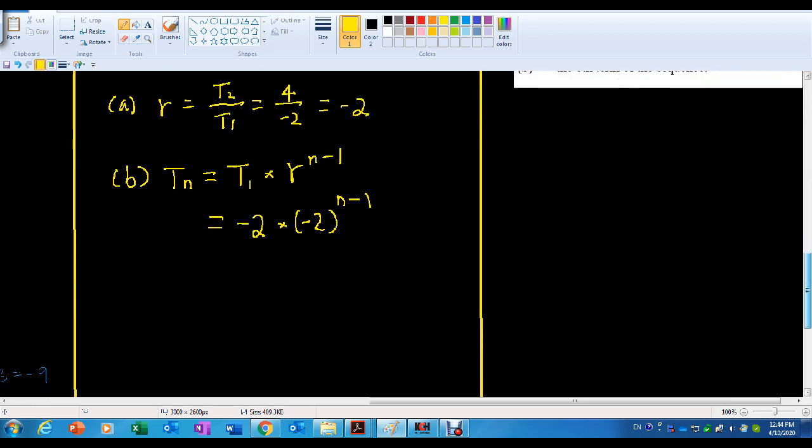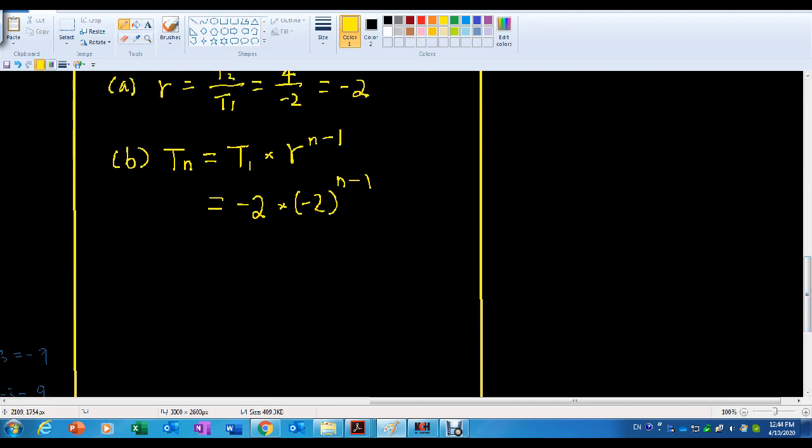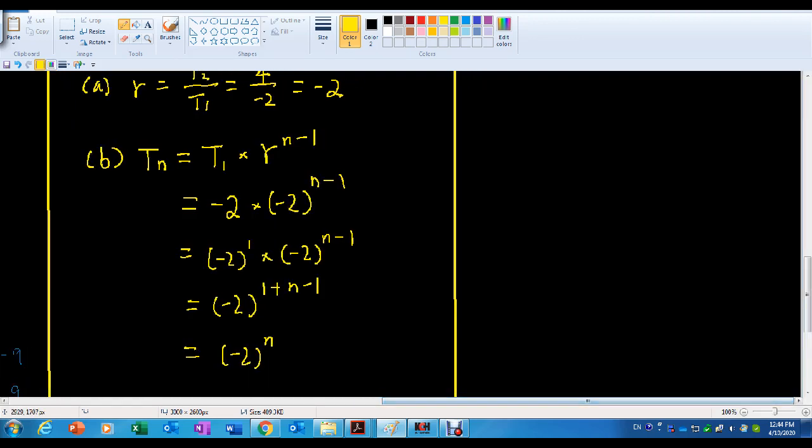Can we leave the answer like this? Possibly you need to do some simplification this time, because you got minus 2 times another minus 2 to the power n minus 1. Can we think of this minus 2 as minus 2 to the power 1? Then you could use your index rule: 1 plus n minus 1, so that would be minus 2 to the power n. You see, that's a bit of simplification to do sometimes.